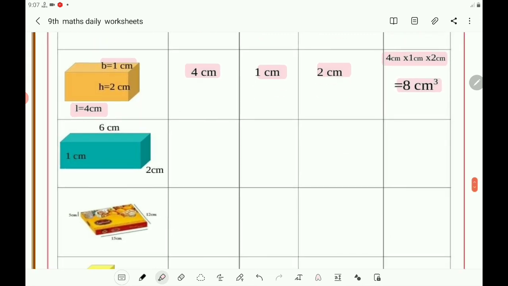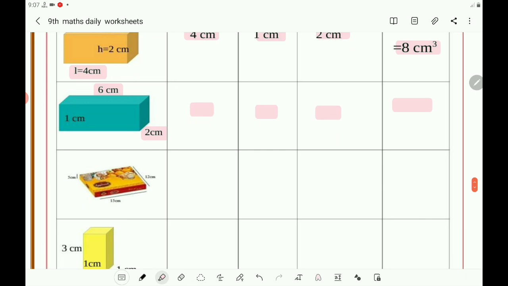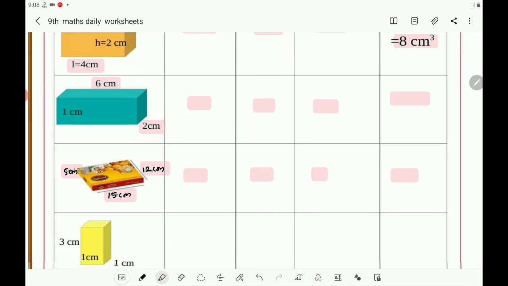Next you take L equals 2 centimeter, B equals 6 centimeter, H equals 1 centimeter. Write L, B, H and their product. Then L equals 15 centimeter, B equals 12 centimeter, H equals 5 centimeter. L, B, H, the volume is 15 into 12 into 5.